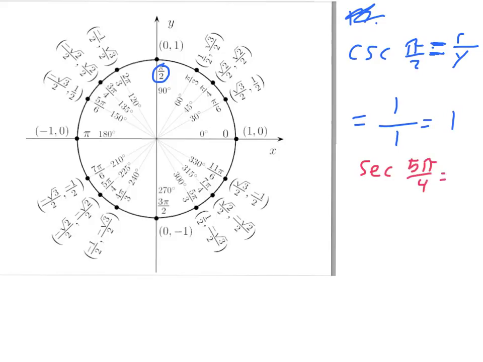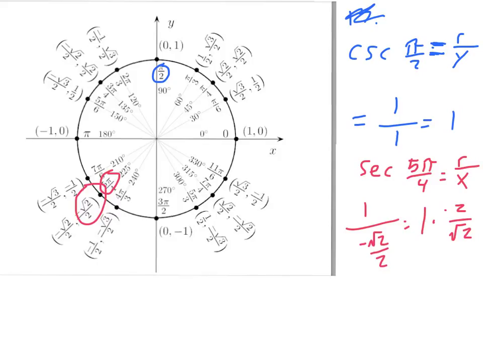Remember, secant is the reciprocal of cosine, so that's r over x. Well, 5 pi over 4 is right here, and it's going to be r, which is 1, over x, which is negative root 2 over 2. So it's 1 over negative root 2 over 2, which, divide by a fraction, multiply by the reciprocal.